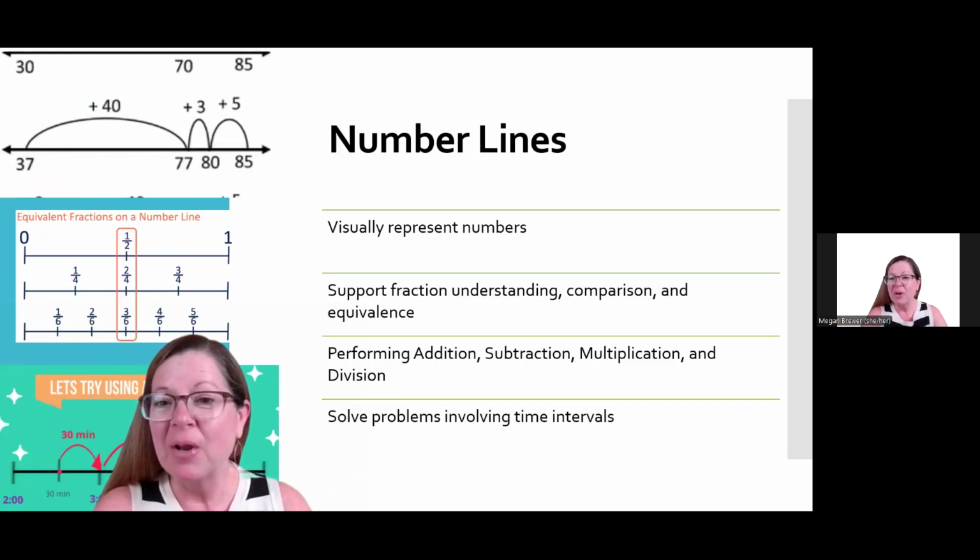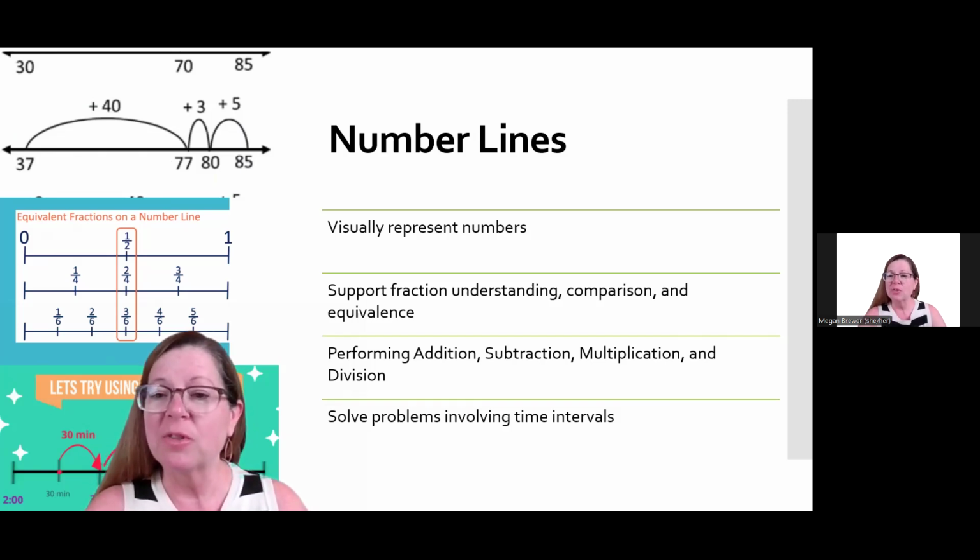In third grade, number lines can be used to visually represent numbers, fractions, and operations like addition, subtraction, multiplication, and division. They can also help students understand equivalency and comparing fractions and solving word problems involving time intervals. Number lines can be used effectively to meet these third grade standards.